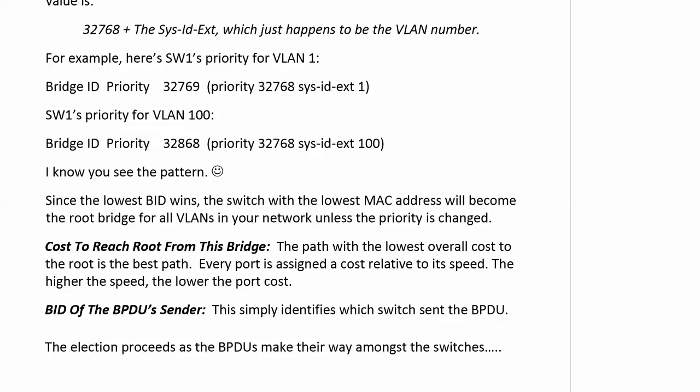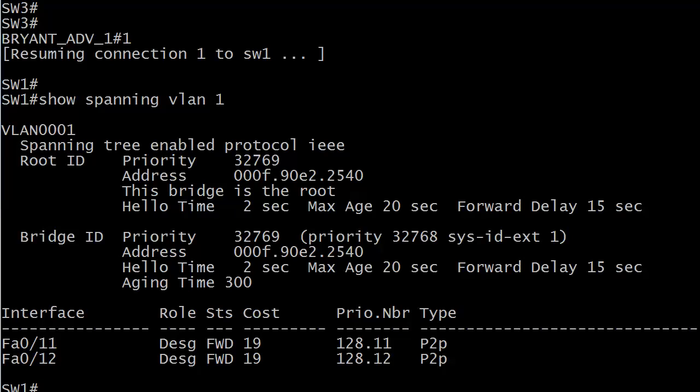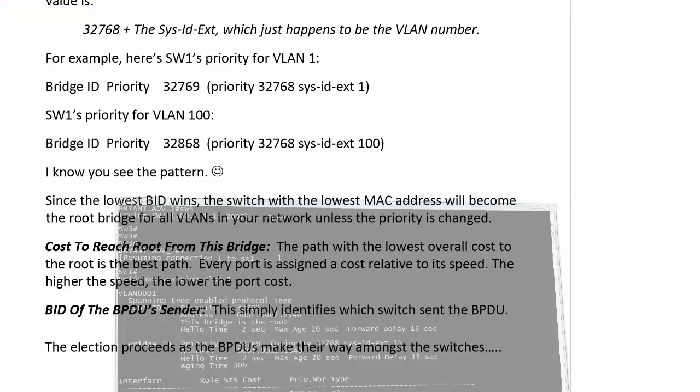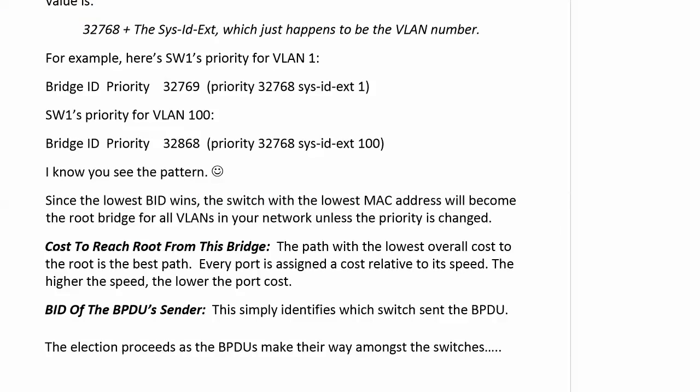Every port is assigned a cost relative to its speed. And you can see a couple of those live right here, because on VLAN 1, here's the cost for these two interfaces, Fast Ethernet 11 and 12. The cost is 19. That is the default cost for a Fast Ethernet port in STP. It's a good value to know. That default, again, is 19. It's also going to tell you the bid of the BPDU sender, who sent this.